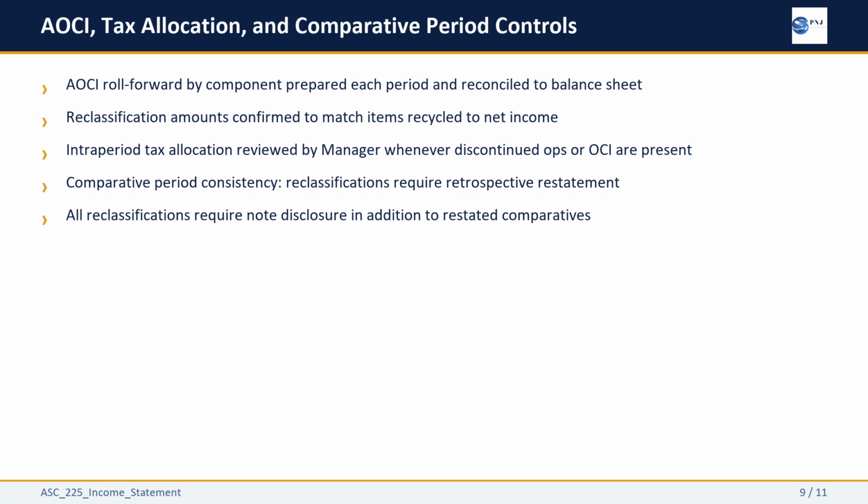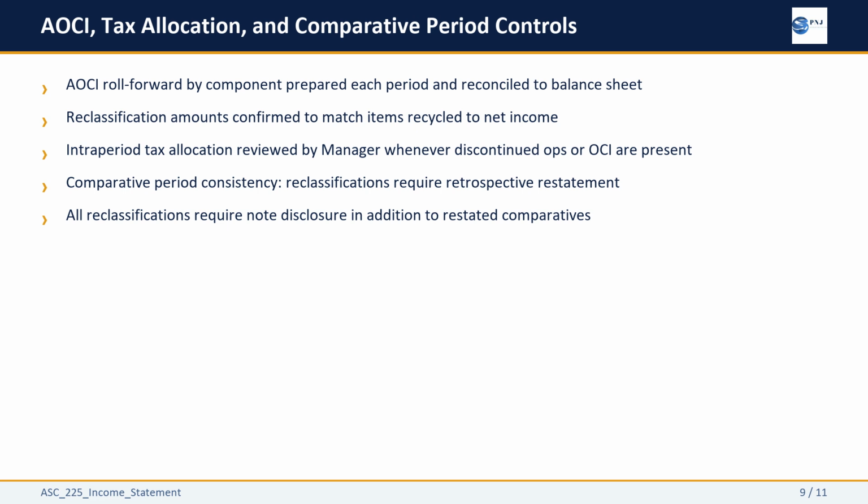The AOCI roll forward by component must be prepared each period and reconciled to the balance sheet balance. This is how you confirm that reclassification adjustments match what was actually recycled to net income. Intraperiod tax allocation requires manager review in any period that includes discontinued operations, OCI items, or equity method investments. These are the periods where the tax allocation is most complex and consequential.